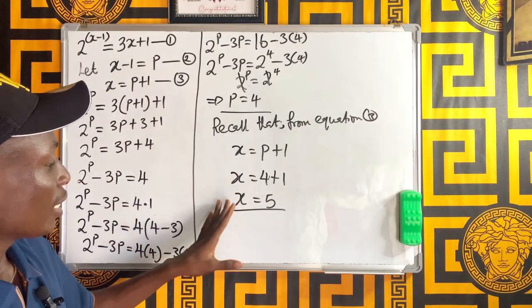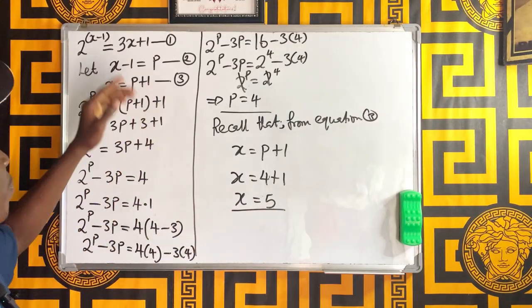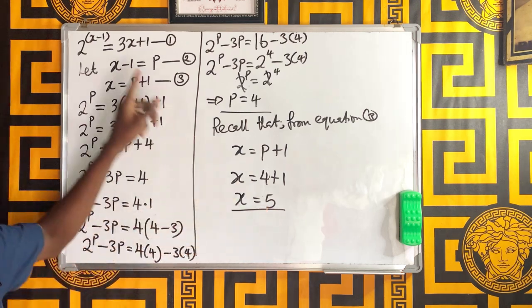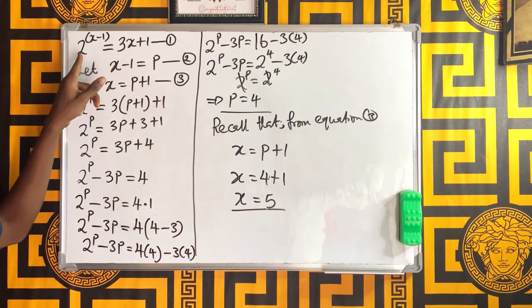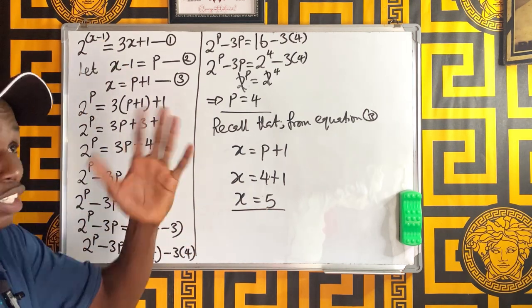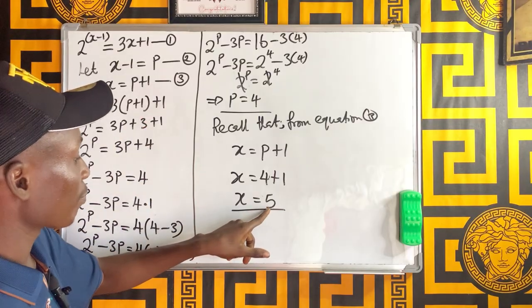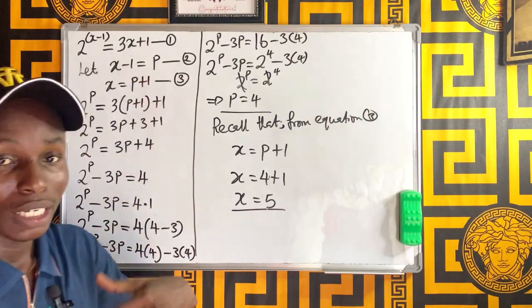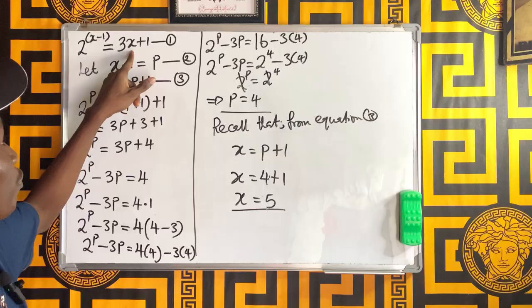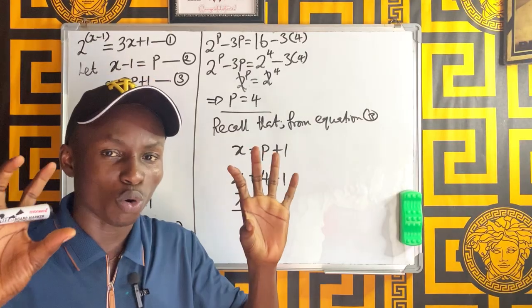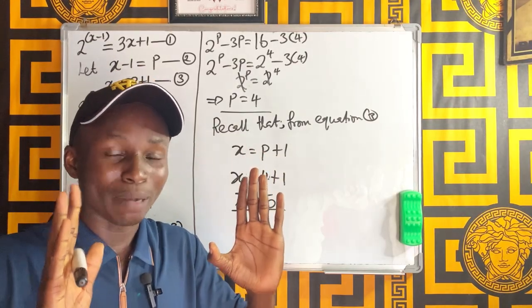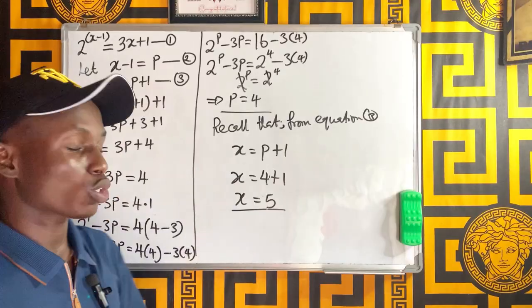At this point, if x is equal to 5, if we do a substitution, we're going to see that if x is 5, 5 minus 1 is 4, and 4 raised to the power of 2 raised to the power of 4 is 16. And here, 3 times 5 is 15. 15 plus 1 is 16. So it's equal. So we agree by 100% that x is equal to 5.